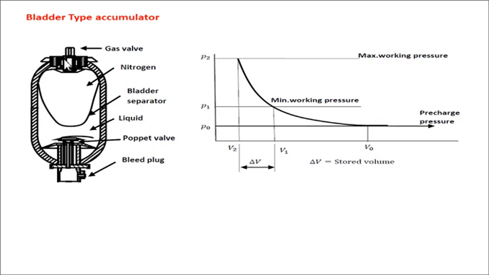So you can easily say that whenever we fill the nitrogen gas in this particular bladder, that process is called charging. Before charging, the volume of the gas or the nitrogen volume is V0.